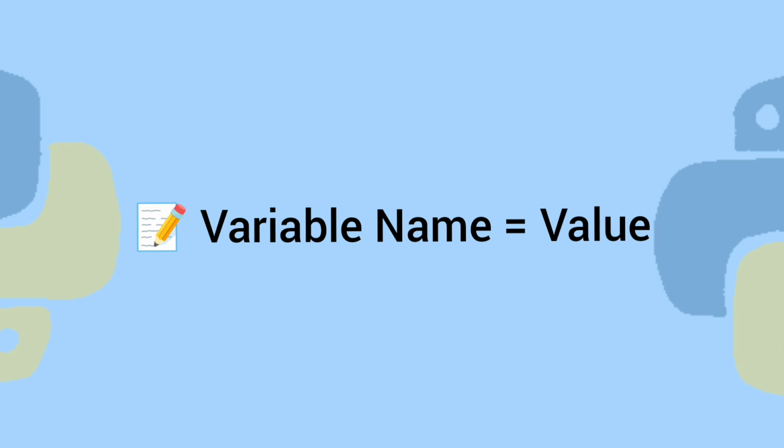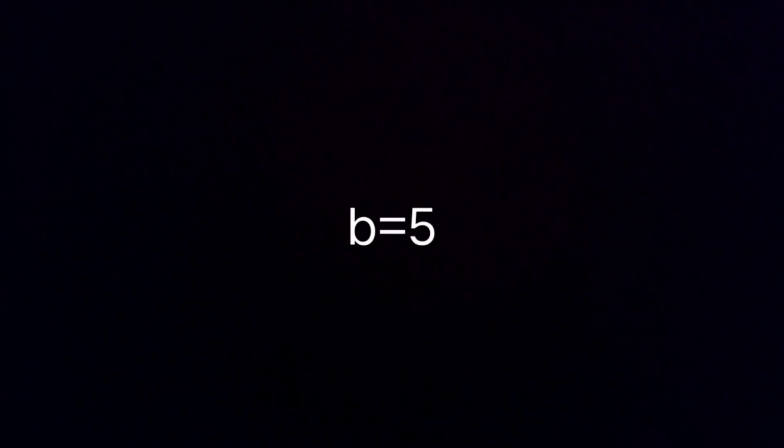In any program, you first create a variable and assign values. In Python, it's very simple. Just write the variable name and the value. For example, let's take a as a variable and assign it the value 10. Then assign 5 to the variable b.